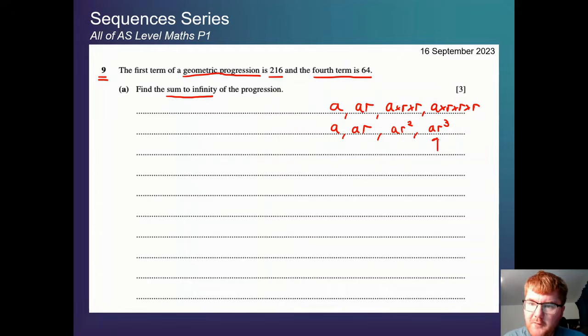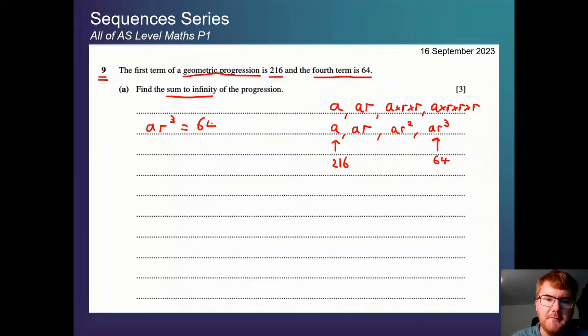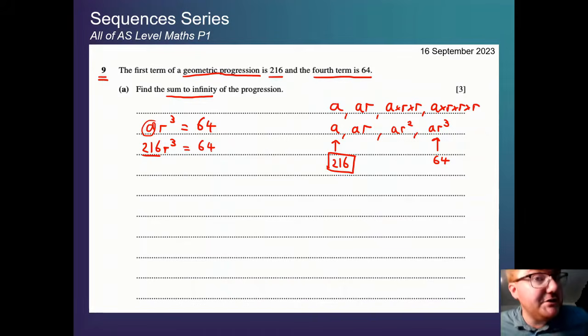We're told that this fourth one here is equal to 64, and we're told the very first term here is equal to 216. So if I take the fourth term here, so this AR cubed, this is equal to 64. However, we already know what A is. We know A is equal to 216. Therefore, we can say 216 R cubed, so replace the A with the 216, is equal to 64. And this is now just a straightforward equation to solve here.